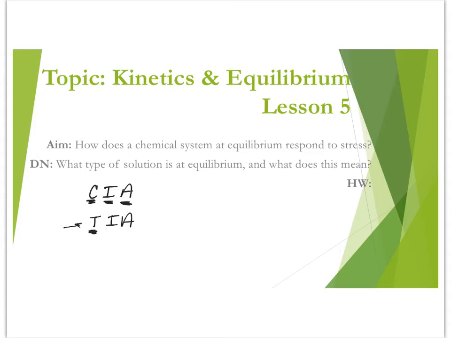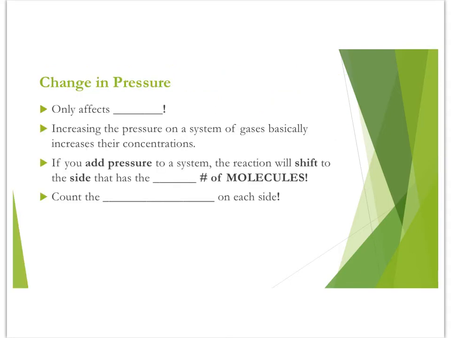Today we're going to talk about two other factors. This one is a change in pressure. If I have a system of gases, and you must have gases in your system, it doesn't have to be all gases. It'll give you the phases in parentheses after the formulas. The system must contain some gases, and that's what will be affected by changes in pressure, because other phases of matter aren't affected by pressure, because you can't compress them.